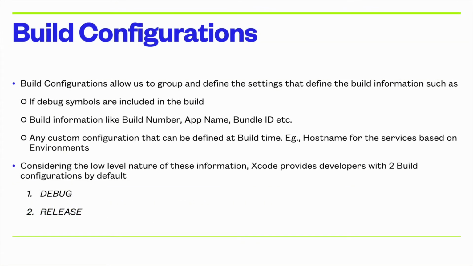Let's talk about build configurations. Build configurations are any settings that determine the nature of the product that is being built. Any information that is decided at build time can be classified as build configuration. Some examples could be: how much is the build optimized? Is debug information included as part of the build? What is the build number? What is the bundle ID that is used to build the app? What is the provisioning profile that should be used? These are some examples of build configuration.